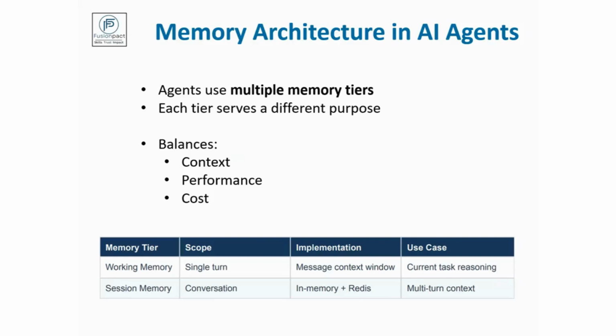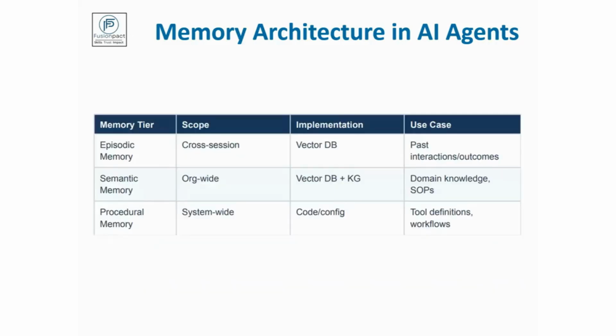Memory architecture in AI agents. Agents use multiple memory tiers. Each tier serves a different purpose. It balances context, performance, and cost. Here are the memory tier, the scope, implementation, and the use cases for the following: working memory, session memory, episodic memory, semantic memory, and procedural memory.